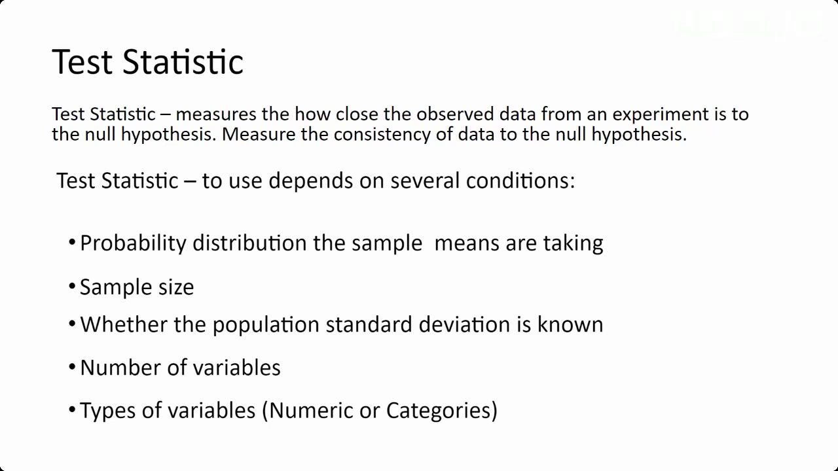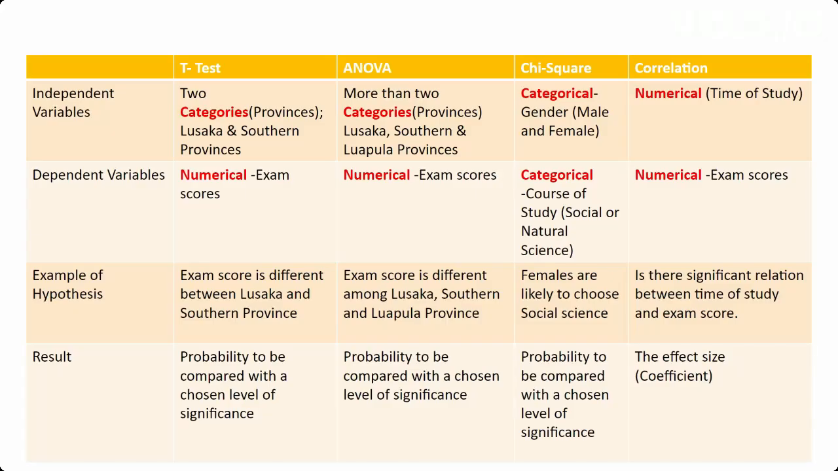Also, the type of variables you are dealing with. Is it numeric or are they categories? Are they test score results, or are you looking at gender, male, female? The categories also matter in deciding which test statistic to use. There is an example which I gave when doing your inferential statistics.